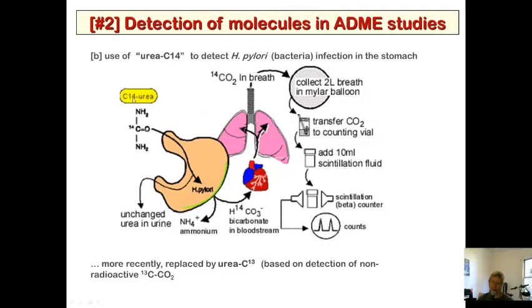And more recently, people have kind of replaced C14 urea with something called urea C13 or C13 urea. And it's the same thing, but uses C13, which is non-radioactive. And you would detect the presence of CO2 labeled with C13. And we don't use a scintillation counter because there's no radioactivity. We'll use mass spectrometry.